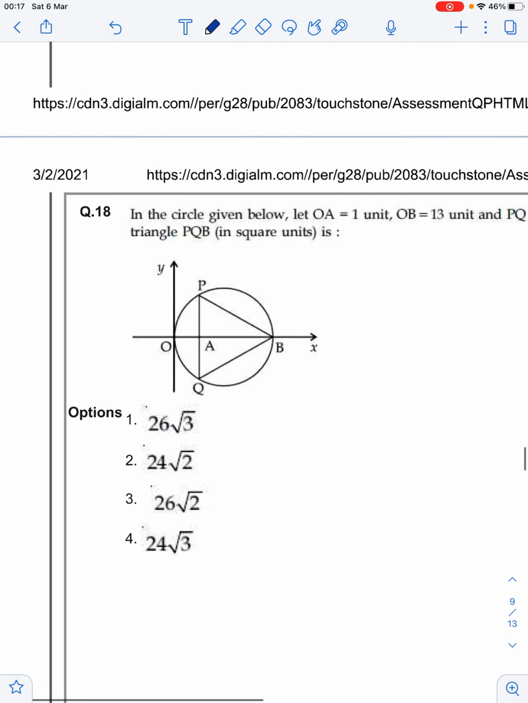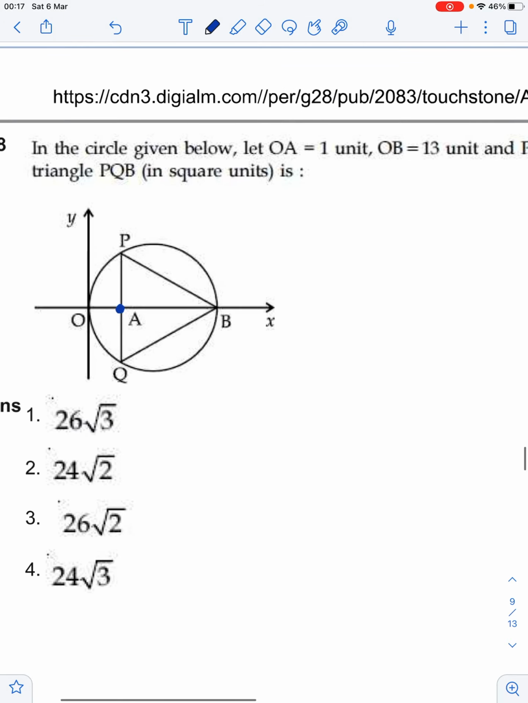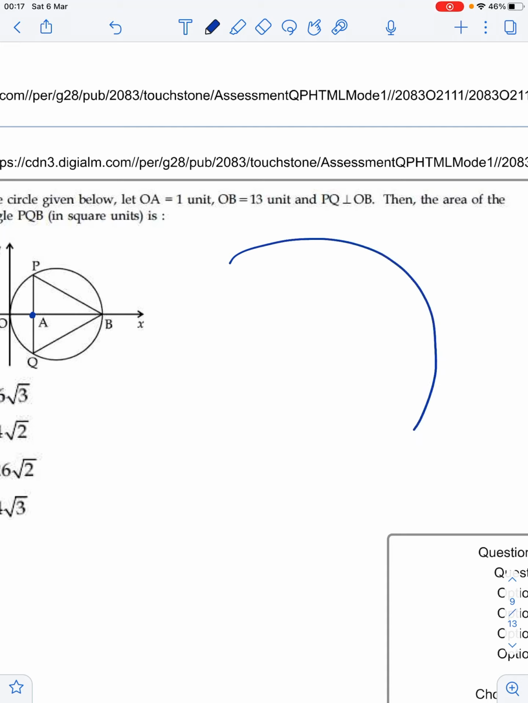Question number 18. There is a figure given: the circle. Inside there is a triangle PBQ. The chord cuts the diameter at A. Now the circle below is given and OA is equal to 1. Let us draw a figure, a little clearer figure.